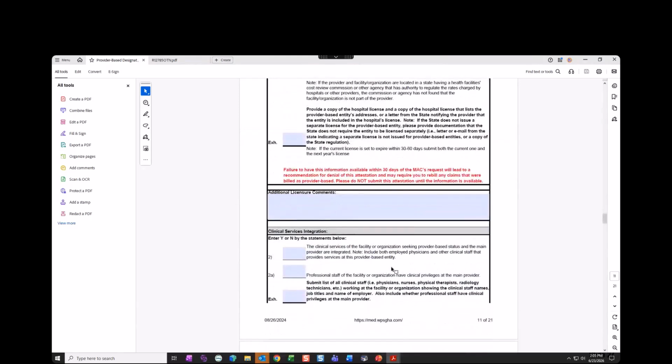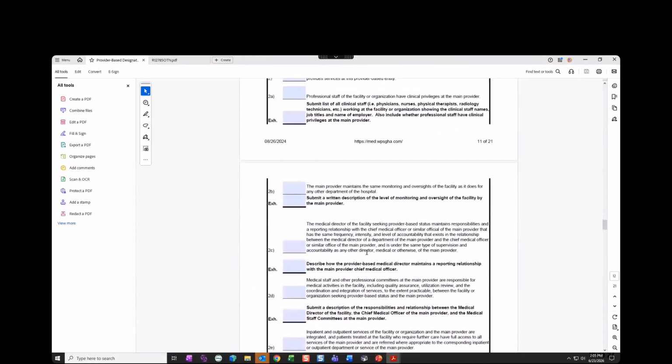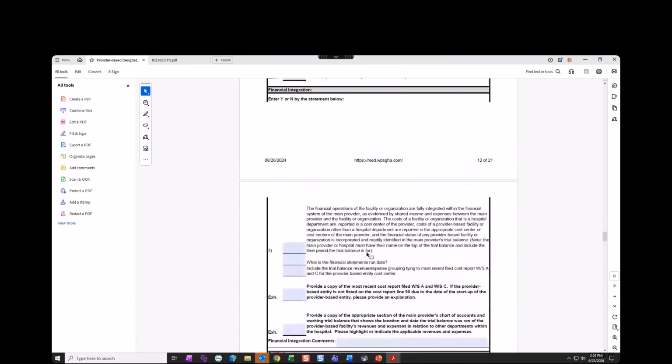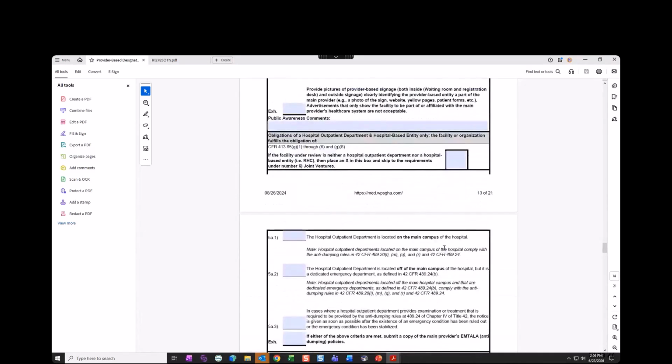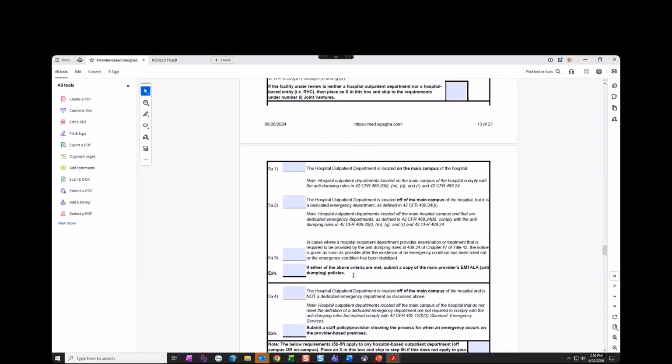So then we get clinical services integration, a lot of the things I just talked about. I'm just kind of showing you where they are without spending too much time on this. Financial integration, the trial balance, making sure that's been integrated with all the different facility types. Public awareness. So we need pictures of provider-based signage, both inside and outside. So that answers one of the questions we have over here. That needs to be inside and outside. It needs to be very clear that it's a part of this hospital. And then all of the different things related to outpatient.